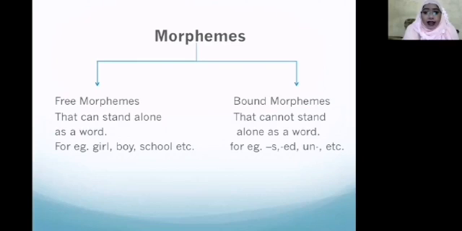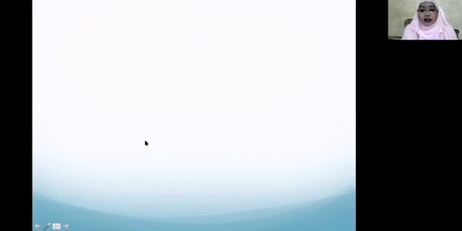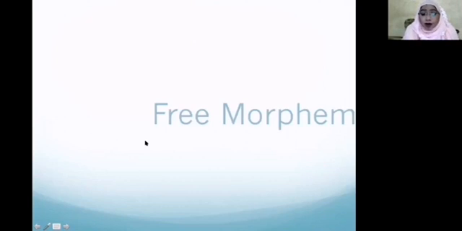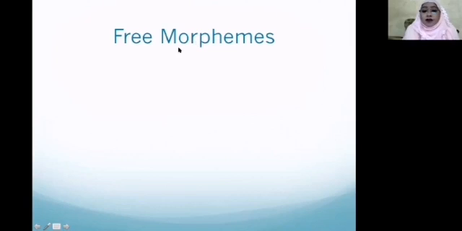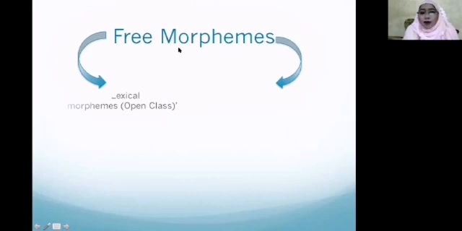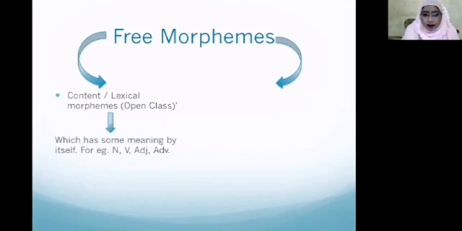Fine. Now, these morphemes, whether free or bound, are also further subdivided into categories. First of all, we will see free morpheme is divided into two categories. Number one is lexical morpheme, or we also call it content morpheme, and we also call it open class. Why do we call it open class? That I will let you know at the end. Let me explain first.